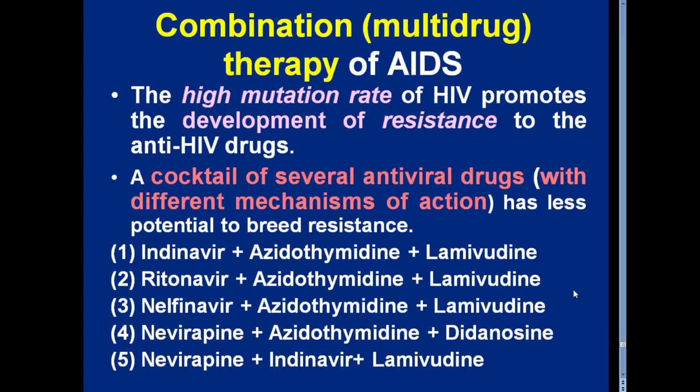And if we talk about therapy, that prolongs the life of people. To prevent formation of resistance to these drugs, usually not one type of drug is used, but a cocktail, a mixture from different groups with different mechanisms of action. For example, indinavir plus zidovudine plus lamivudine: inhibitors of reverse transcriptase, nucleoside and non-nucleoside, and inhibitors of protease.